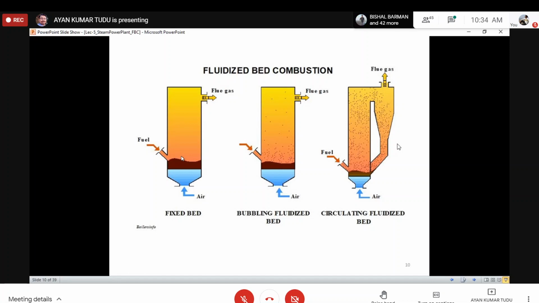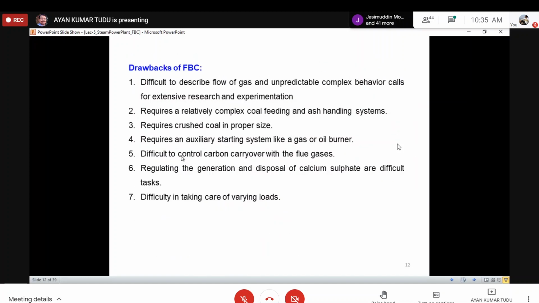We have to control the generation also. So regulating the generation and the disposal of calcium sulfate are very difficult tasks. Why calcium sulfate? Because we have added lime in the bed, no? So because of this, the generation and the disposal of the calcium sulfate is also a very difficult task, and there is difficulty in taking care of varying loads. Means if the load changes, then due to variable load, the operation of this fluidized bed combustion is very difficult to take care of. Okay, so these are all written here in the drawbacks of the fluidized bed combustion.